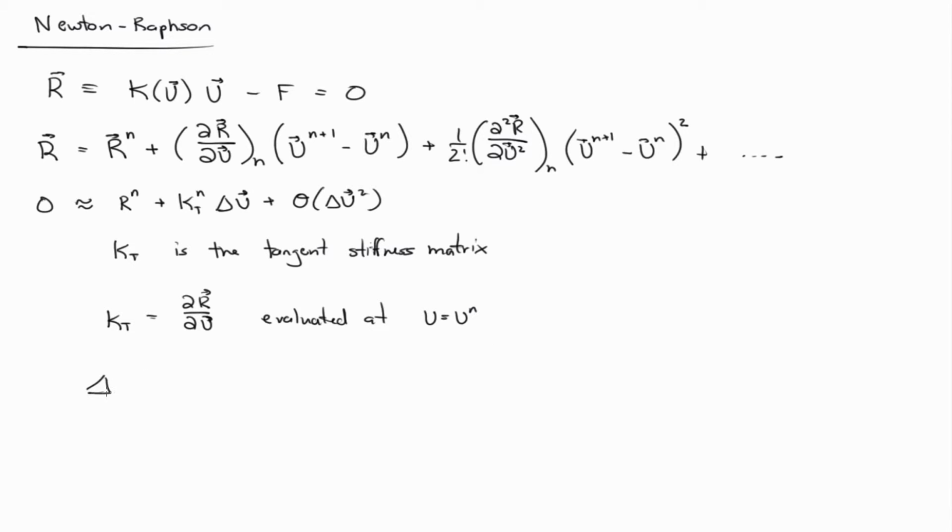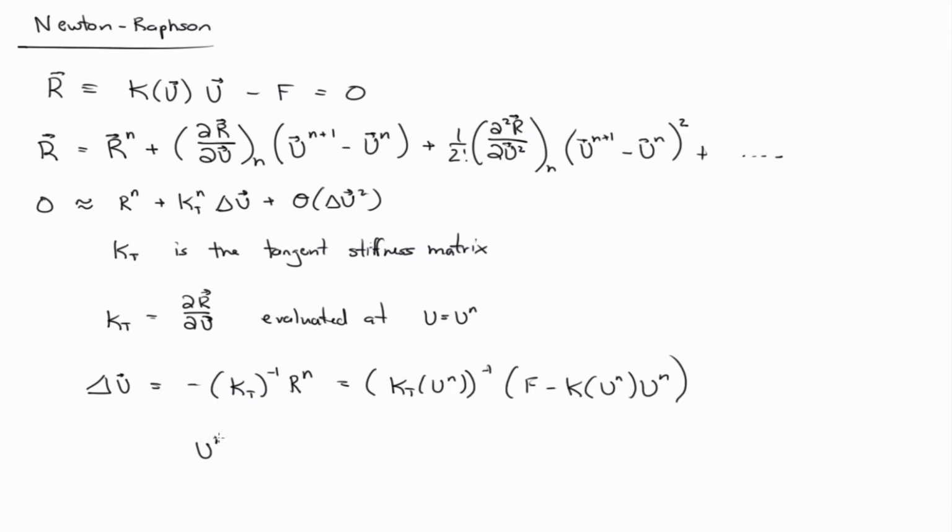So then with that, we can update the displacements. Like that. Or if we write out what r is, and then we can update the displacements, u equals u_n plus delta u, which we solve for.